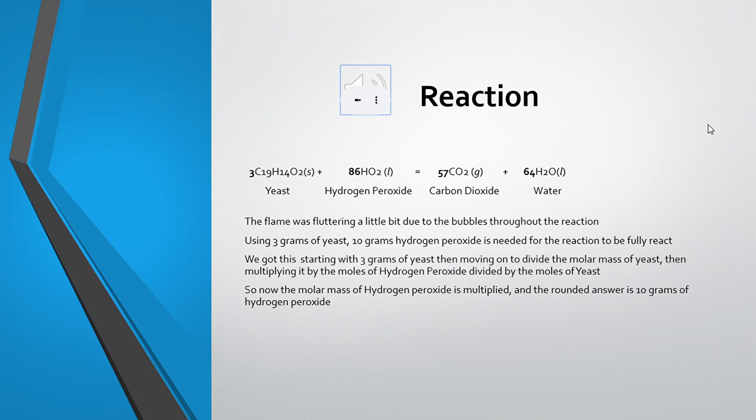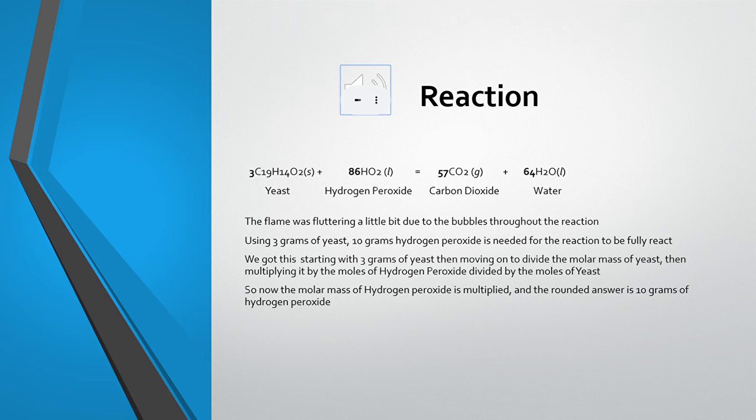The hybrid rocket engine experiment reaction consisted of yeast and hydrogen peroxide on the reactant side and carbon dioxide with water on the product side. The carbon dioxide was a combustion gas with the excess of water. Balancing this equation was really hard since they all have really big numbers. For this reaction, the flame was fluttering a little bit due to the bubbles throughout the reaction. They started rising and they blew the flame out.